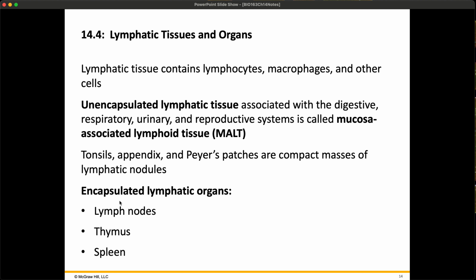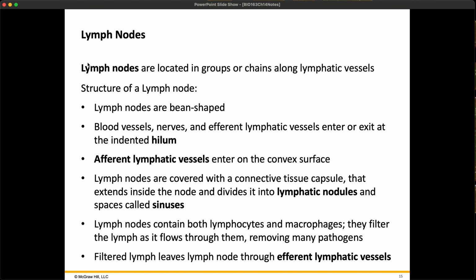The others are the encapsulated lymphatic organs: lymph nodes, thymus, and spleen. So we'll look at these specifically and what their functions are. Starting with the lymph nodes, they are located in groups or chains along lymphatic vessels.